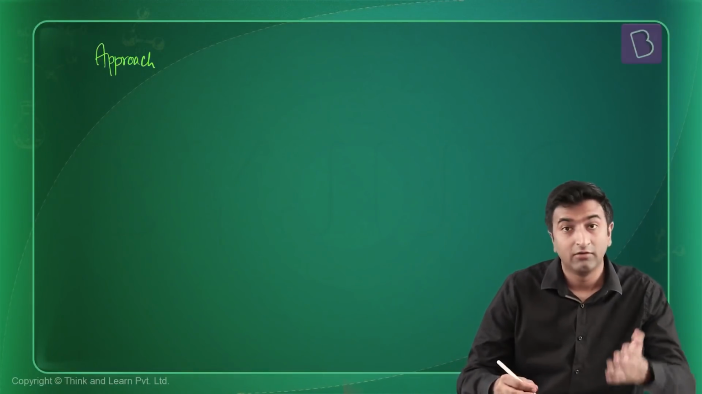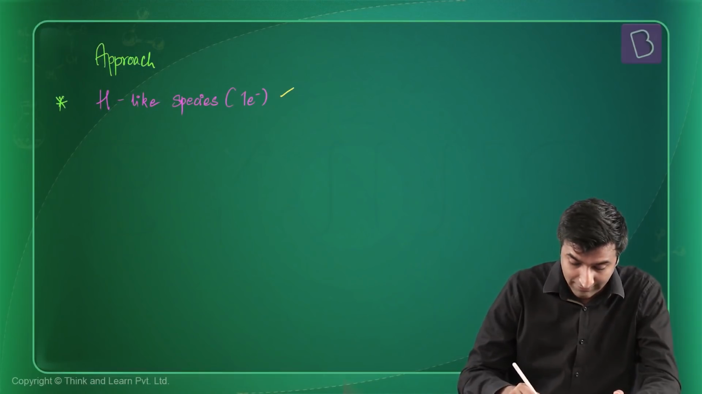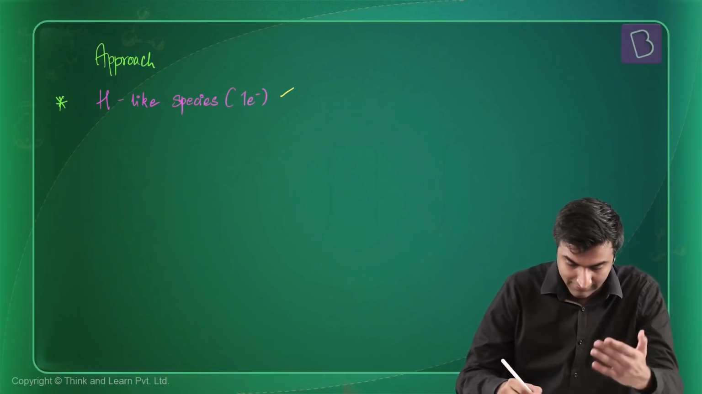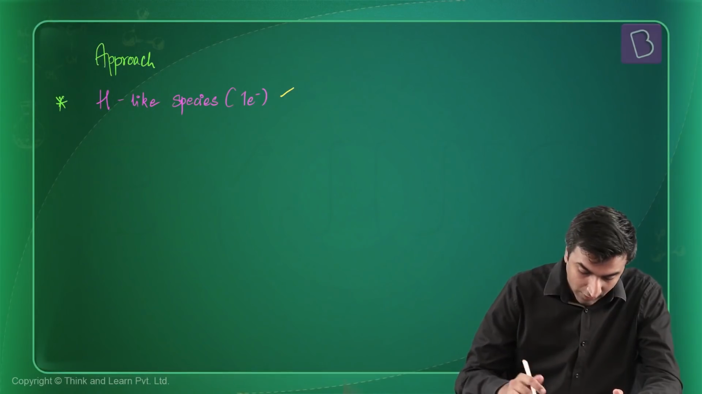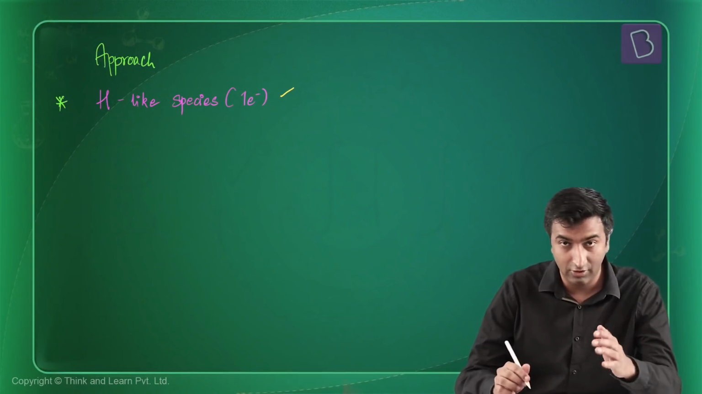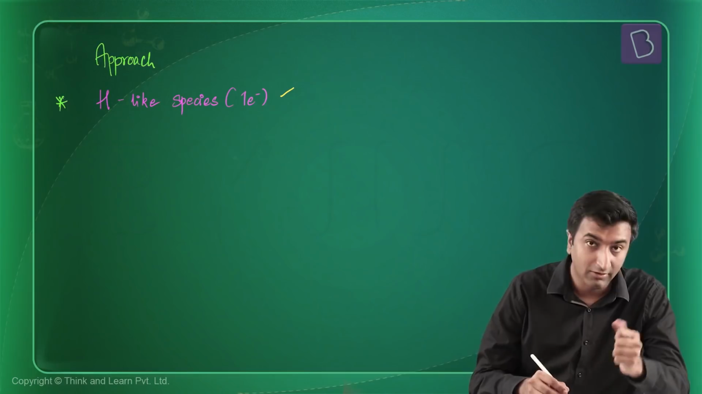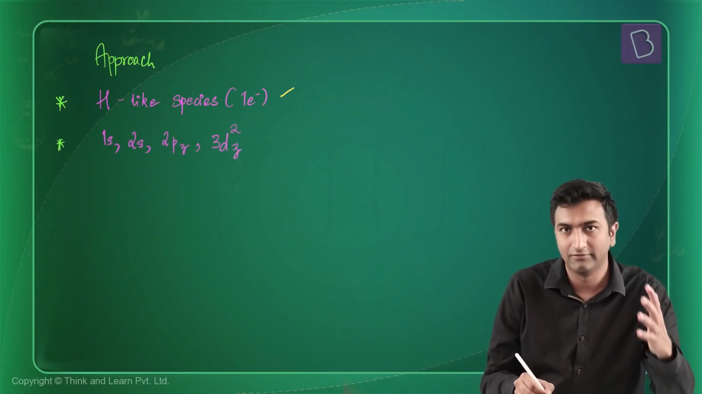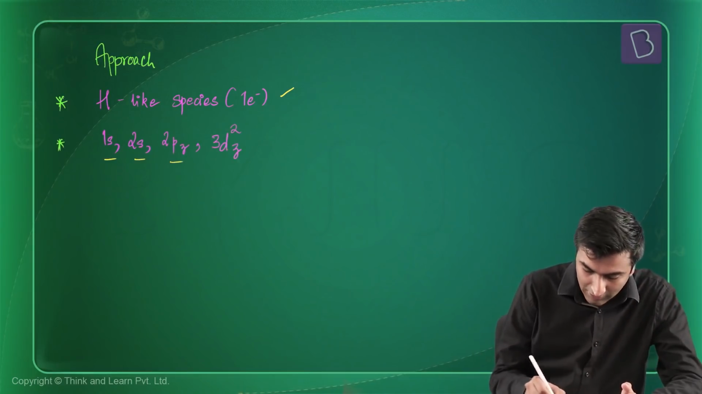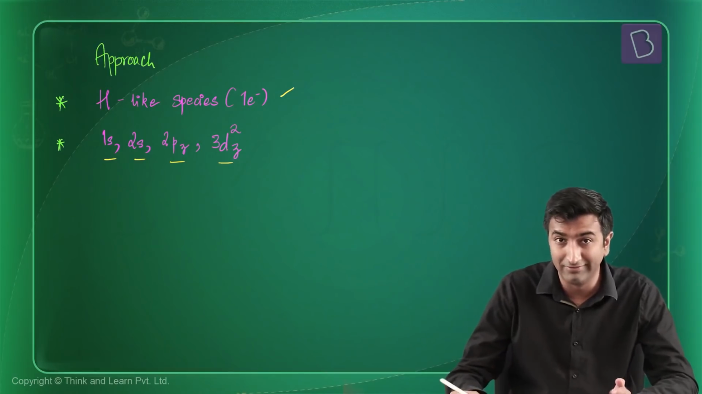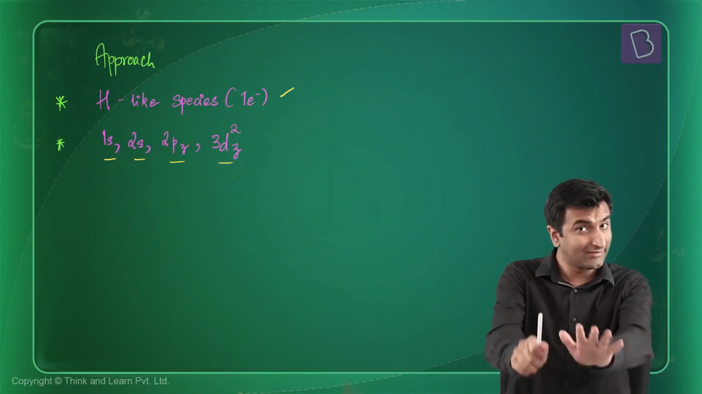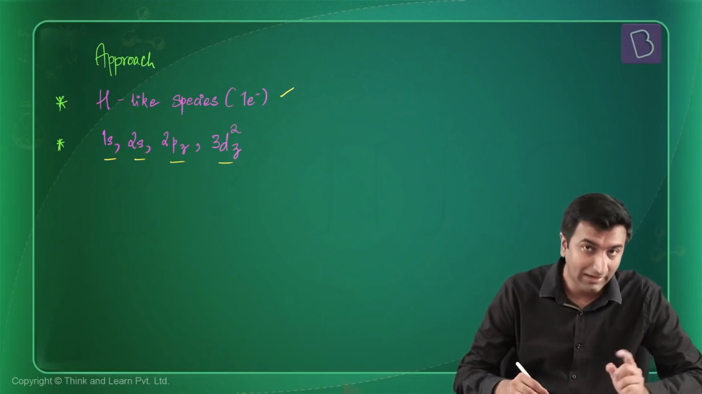And the deal is, look, what are hydrogen-like species? They have 1 electron each in them. Yeah, that's something you already know. And what happens to the options? Look at the other options. All 4 of them have 1s, 2s, 2p, and 3d. So if they're all there, then we're going to have to look at all 4 of them. It's a little tedious. We're going to eliminate options.